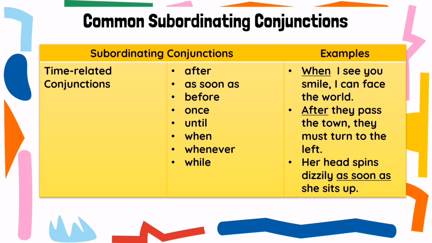Next is before. It is used for saying how much time passes until something happens. Next is once. It is used for saying that as soon as one thing happens, something else happens. Next, until. It is used for continuing as long as a particular time. Next, when. It is used for talking about a particular time or situation. Next, whenever. It is used for every time that something happens. The last one is while, meaning during that time or as long as.